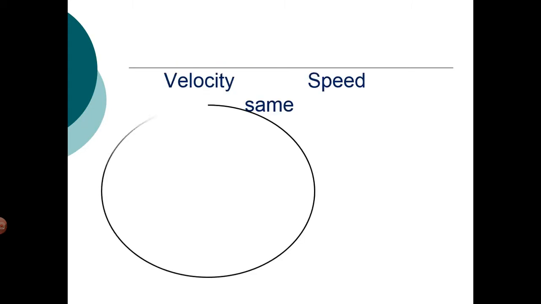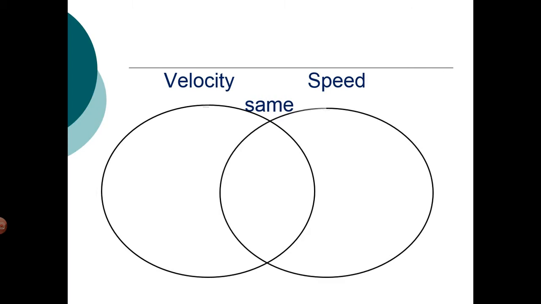Let's compare velocity and speed with a Venn diagram. These are the final 2 questions on your assignment. How are velocity and speed the same? If you said that they both require the distance and the time, then you are correct. In order to figure out both velocity and speed, you need to know the distance the object goes and the time it took to get there.